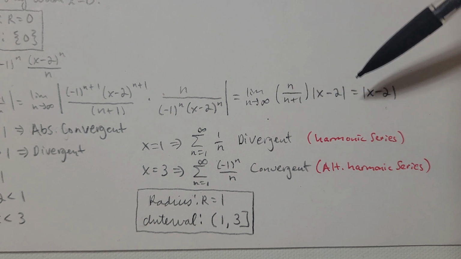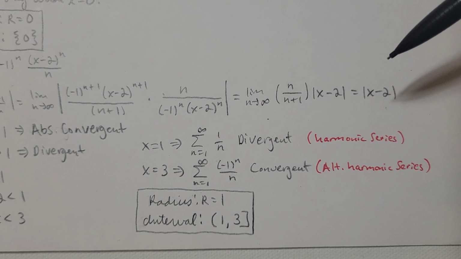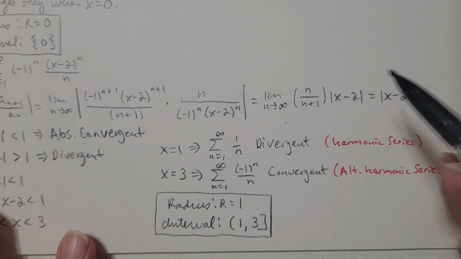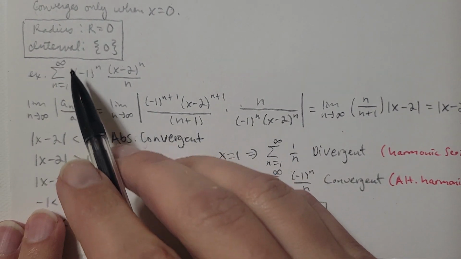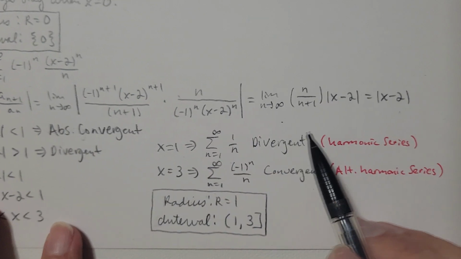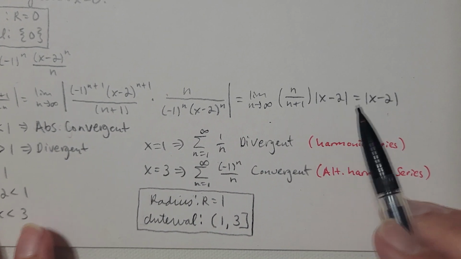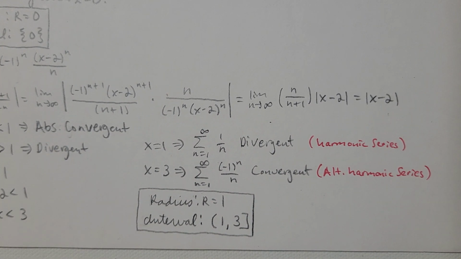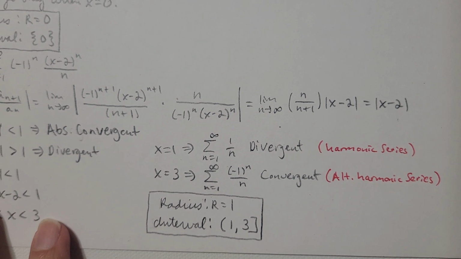Okay, so I got the absolute value of the whole thing. Now, I can go ahead and split up the absolute value bars here because n is already not a negative. I must keep the absolute value bars around the x minus 2 because I don't know anything about x, right?